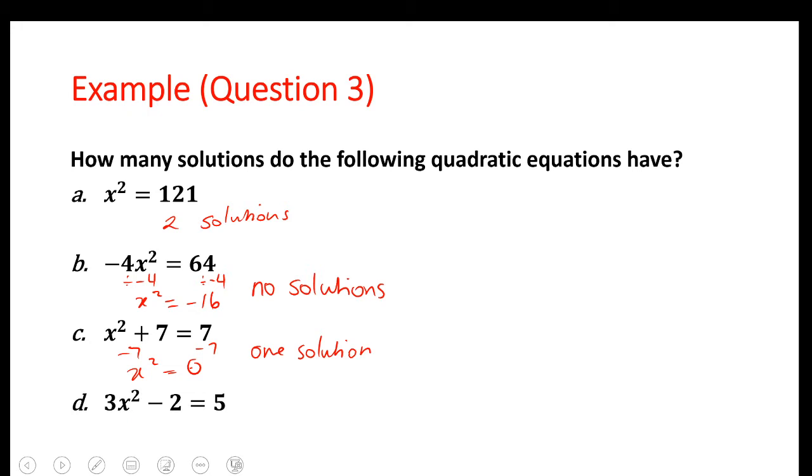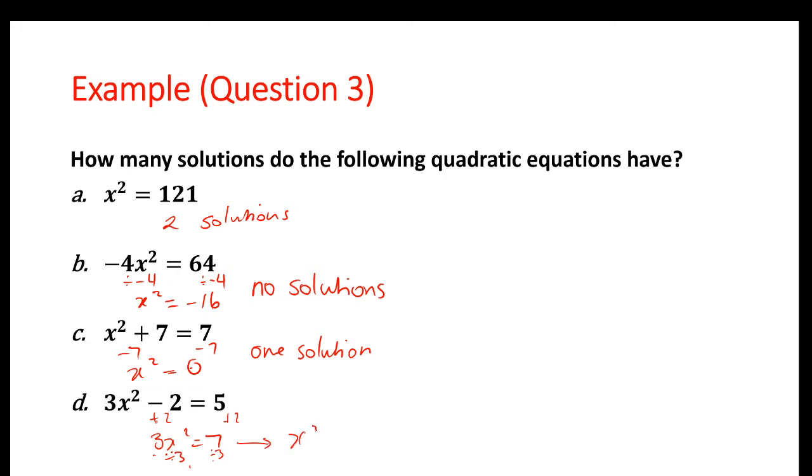Last but not least, we've got 3x squared minus 2 is equal to 5. So what we're going to do is add 2 to both sides, so plus 2 plus 2. That leaves me with 3x squared is equal to 7. Divide both sides by 3. Divide by 3, divide by 3.